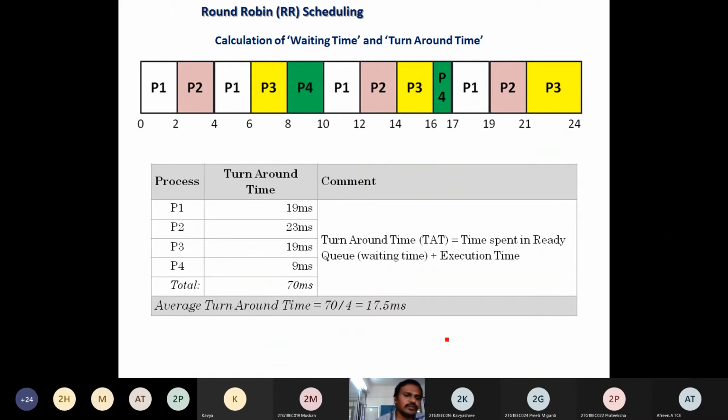By having that calculation, we have P1 for 19. So it is the waiting time from the previous table plus the execution time. The sum of both values is the turnaround time. So P1 is 19 milliseconds, P2 23 milliseconds, P3 19, P4 9 milliseconds. So the sum of all turnaround times is 70. Therefore, the average turnaround time is 17.5 milliseconds. Any process is going to take on an average 17.5 milliseconds to complete.